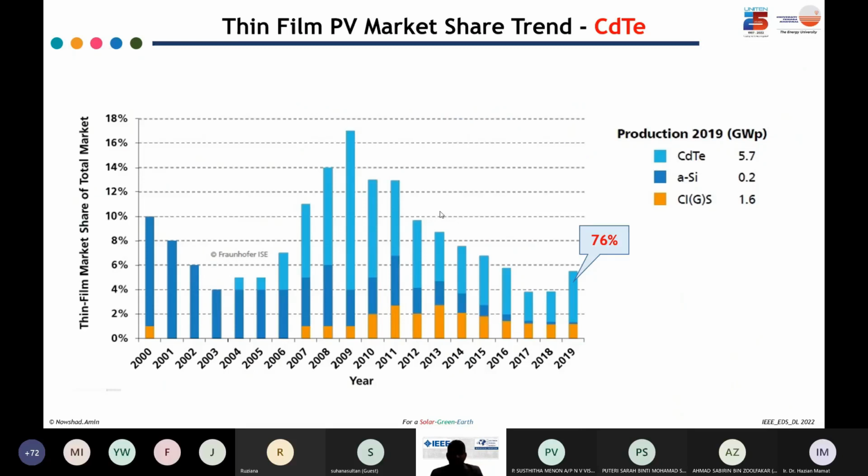Now, just towards the end, I'm going to show the thin film market share trend over the last maybe 10 years, until 2019, the most recent data that we got. In 2019, the total installation was roughly 7 gigawatt peak, and cadmium telluride had the biggest share of 5.7 gigawatt peak, which is nearly 2/3 of the thin film share. That means cadmium telluride is quite a mature technology, and people have more confidence in its energy production capacity. That's why every year it has an increase in production capacity, or growth.